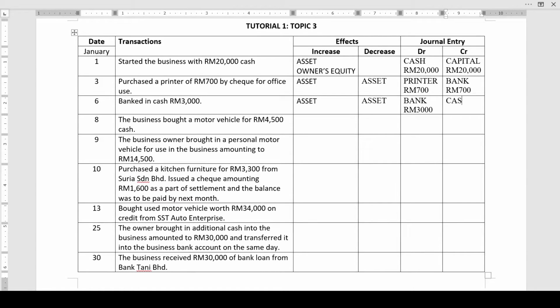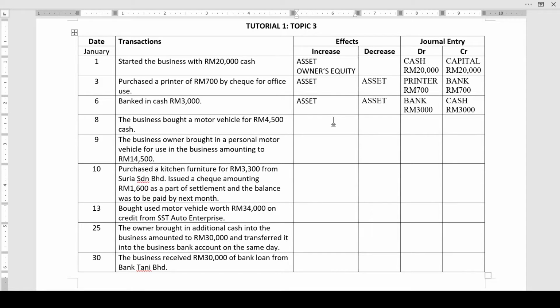Alright, next. The business bought a motor vehicle for 4,500 cash. Now the business owns a motor vehicle. What is a motor vehicle? An asset. And in what way did the business pay for the motor vehicle? Is it on credit? No, by cash, so the cash account is affected. Which category is the cash account? Asset.